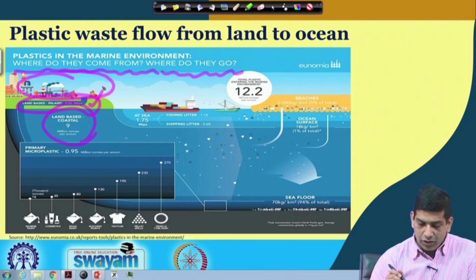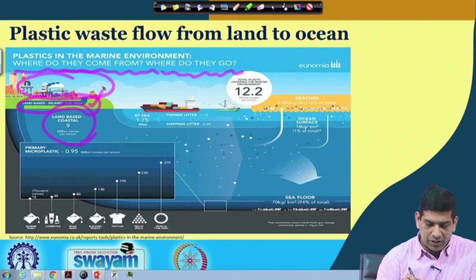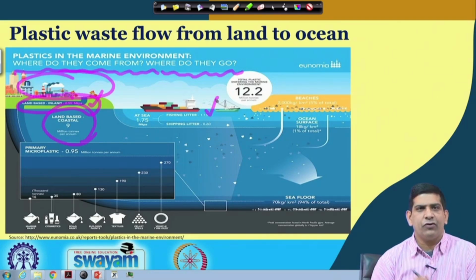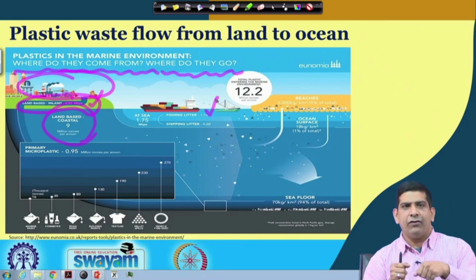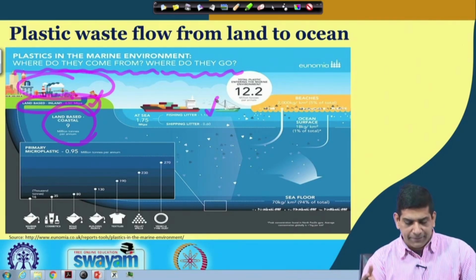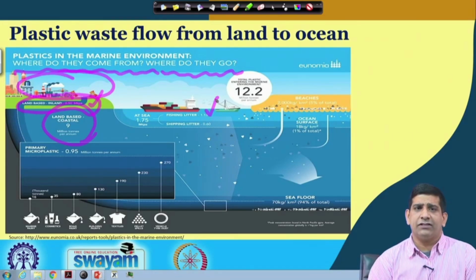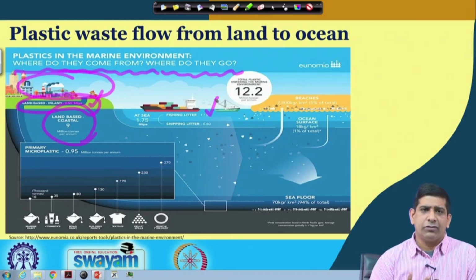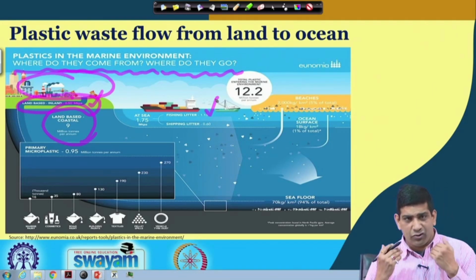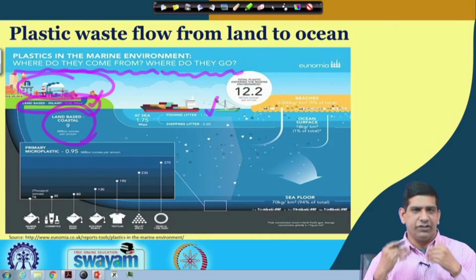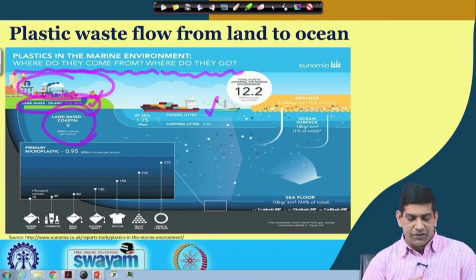Now, then we have at sea. What is the source at sea? It could be the fishing litter. When you go out for fishing, many times your things break down and you just leave them there. You have a big fishing net, and somehow you lose it in an accident, and you just don't bother to take it out from the ocean, you just leave it there. So that's your fishing litter.